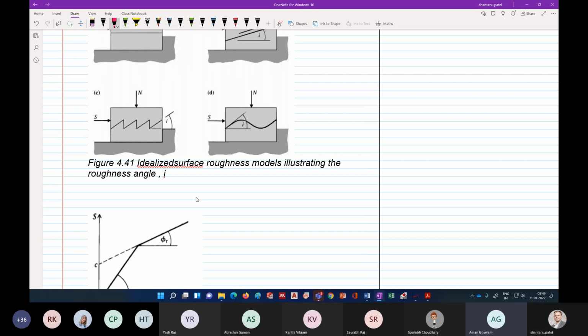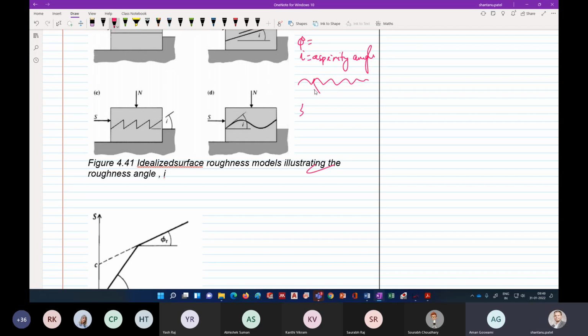and this OneNote is getting stuck. I cannot write anything. Okay. So what it is saying is, let's say you have some rock joint where I is called the asperity angle, and phi is the friction angle of this material itself.